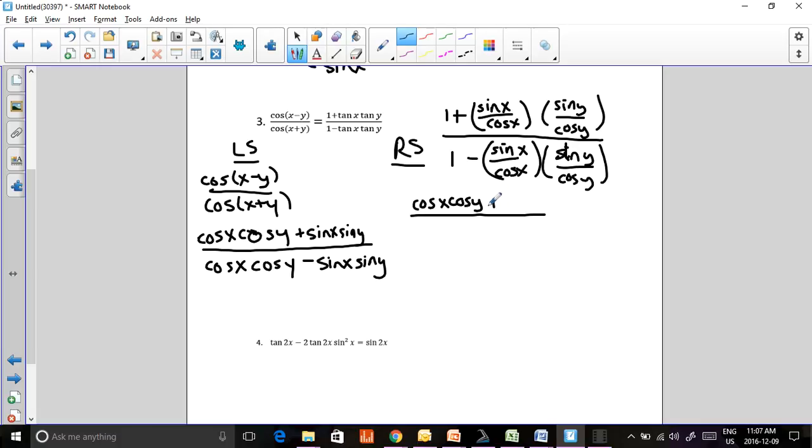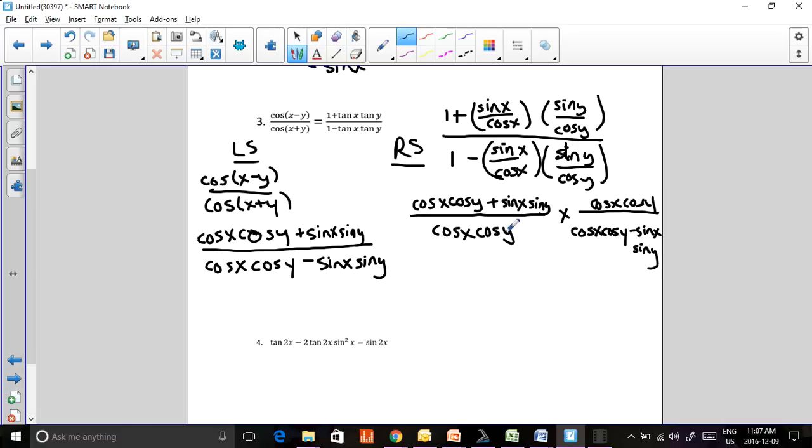And then we'll have plus sine x sine y all over cos x cos y, divided by, now I would have a fraction over a fraction, but instead of doing that, I'm going to turn it into multiplication right away. So this common denominator becomes my numerator, and whatever the numerator would have been becomes my denominator. So to get the common denominator here, I would have had cos x cos y minus sine x sine y.